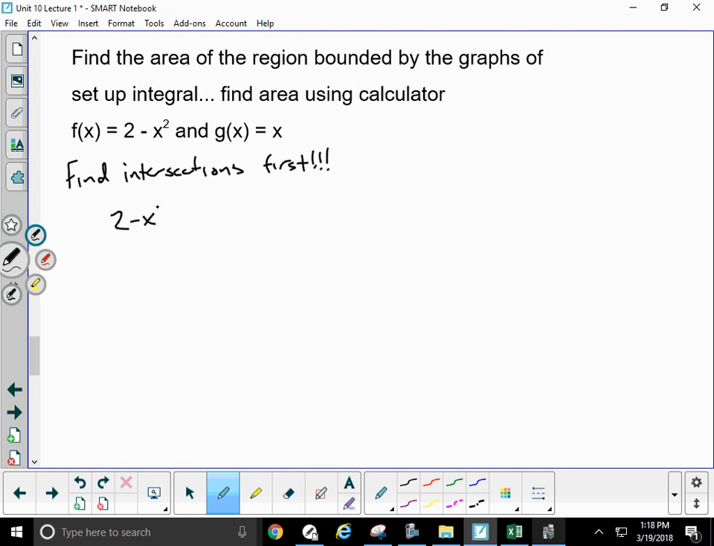So we set 2 minus x squared equal to x. And we solve. We got x squareds and x's in an equation. Move everything onto one side of the equation. Set it equal to 0. Factor to solve. Okay, go from there. Do the rest of the problem.